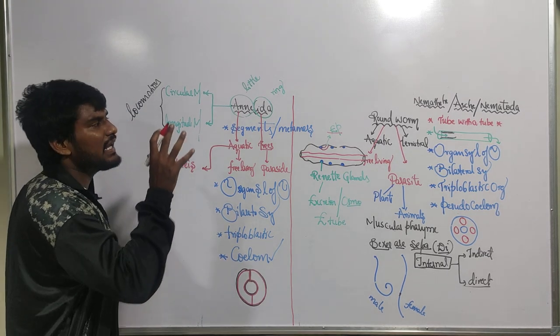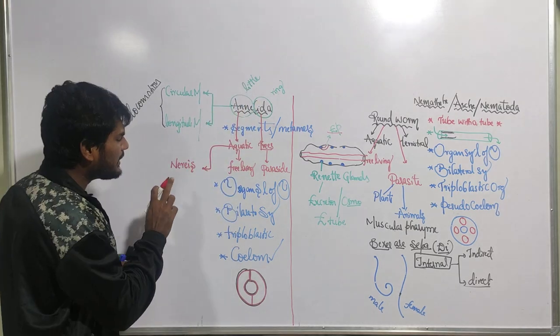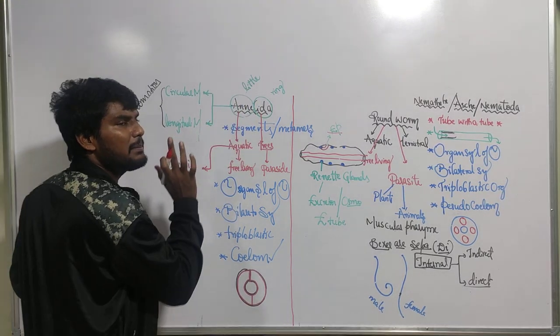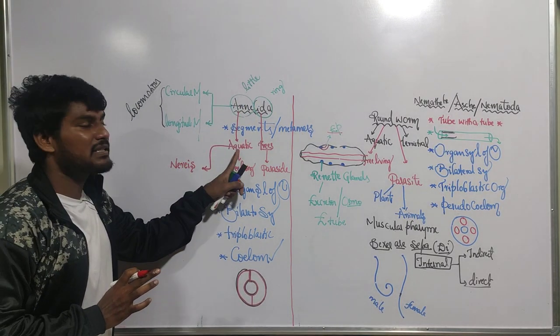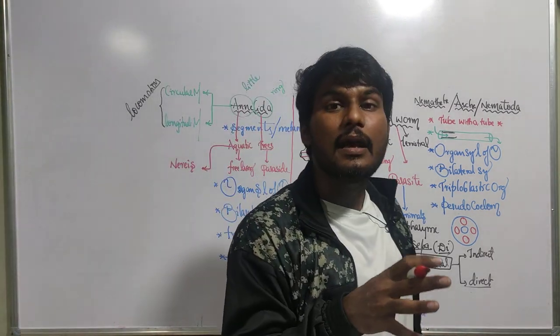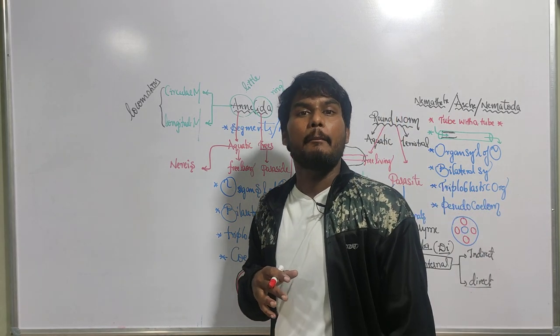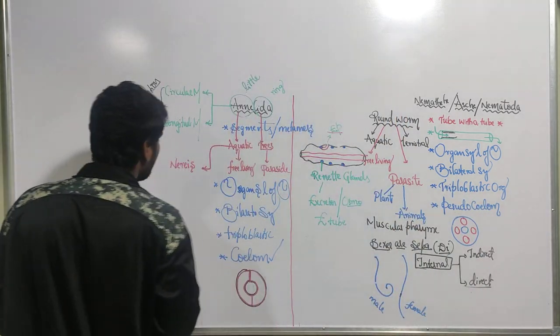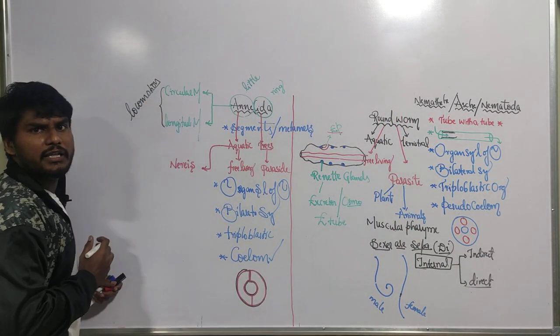How is earthworm an example for annelida? Same like that, Nereis is also one example for annelida. Where is it present? It is an aquatic annelid, present in marine water. How does this aquatic annelid show locomotion?